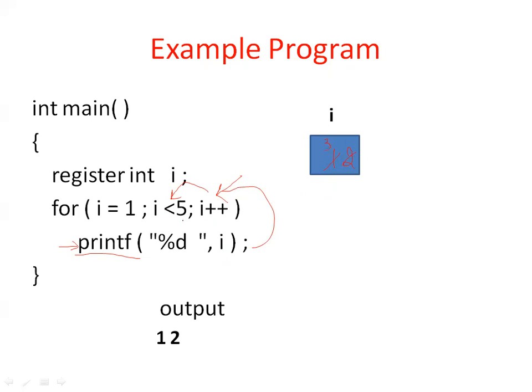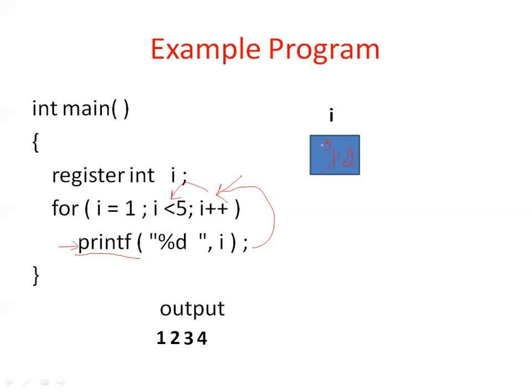So it checks the condition, 3 less than 5, true. So then again it prints the I value. What is the current value of I? 3. 3 will be printed at the output. Then again it goes to the increment section I++. I becomes 4 this time.